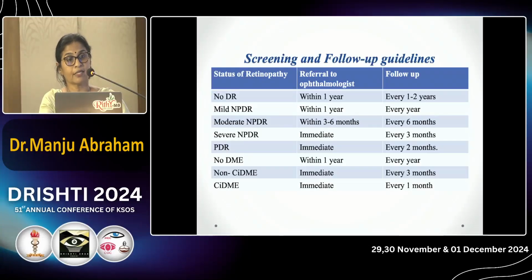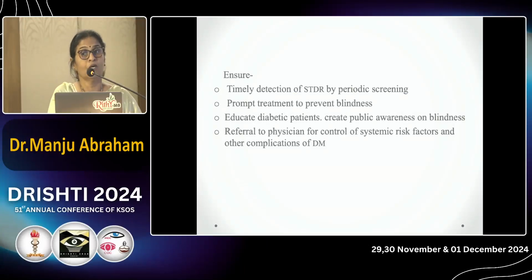Now, the follow-up guidelines are: no DR or mild NPDR, every year; moderate NPDR, 6 months; severe NPDR, every 3 months; PDR with no high-risk characteristics, every 2 months; center-involving diabetic maculopathy with good vision, every month; non-center-involving with very good vision, every 2 or 3 months. Now, if seen by an optometrist, a patient with severe NPDR, PDR or diabetic maculopathy should be immediately referred to the ophthalmologist.